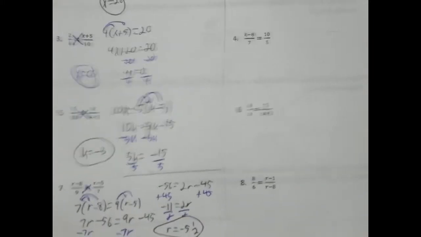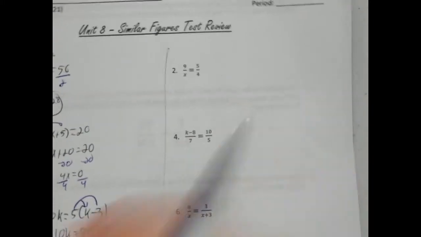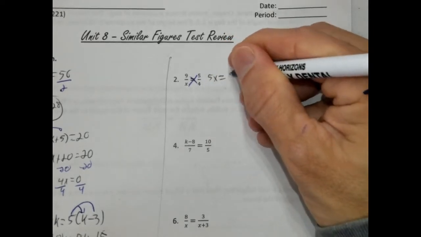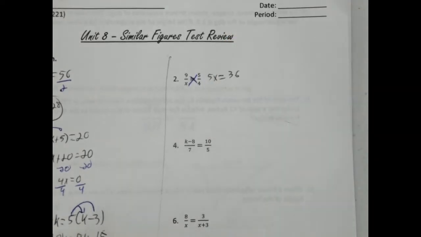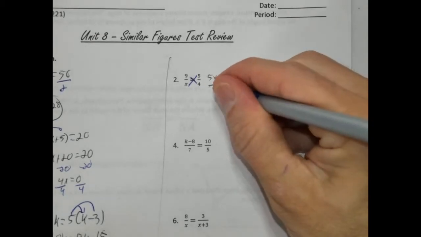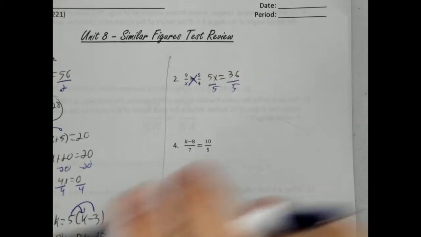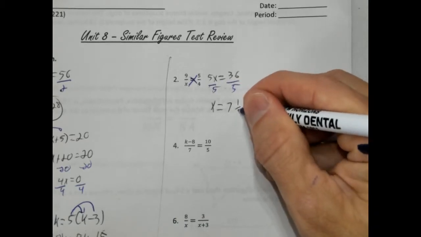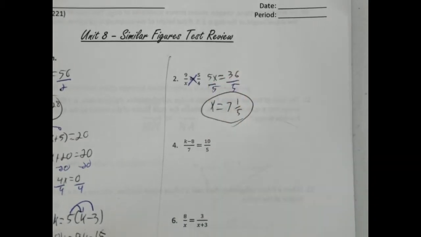Okay, let's go over here. We're going to cross multiply. X times 5 is 5x. 9 times 4 is 36. Divide by 5, and we will get x equals 7 1/5, or 7 2/10.